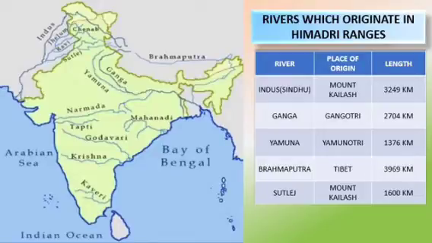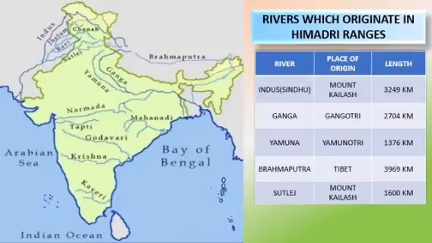The length of river Indus is 3,249 kilometers. Satluj is another river which originates in Mount Kailash. The length of river Satluj is 1,600 kilometers. River Satluj flows in Haryana and Punjab and joins river Indus in Pakistan.